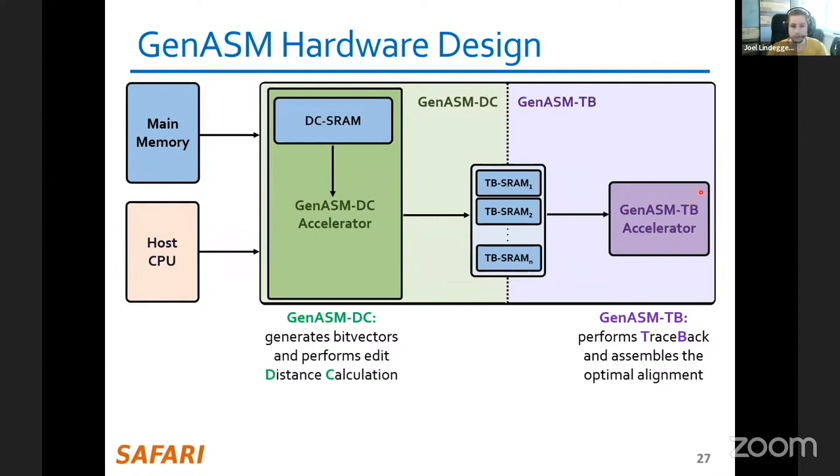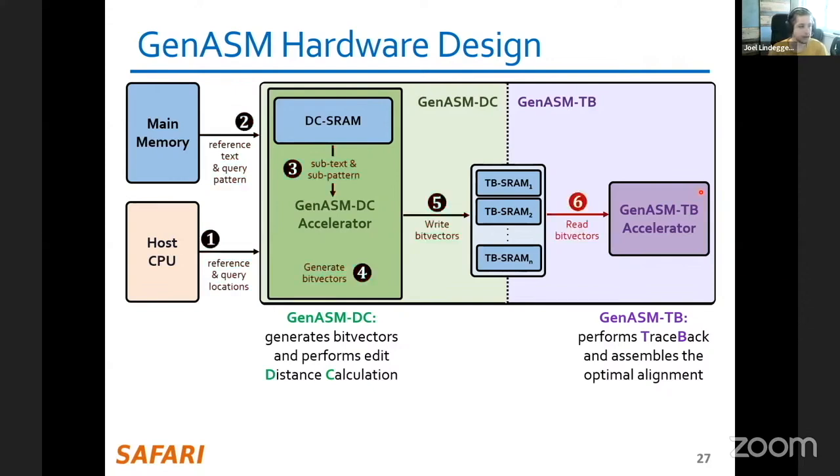the TB accelerator reads whatever it needs to do for achieving traceback. So I'll quickly animate through here, but as you can see, we start on the left essentially, and we give it query locations. We extract part of the reference and read strings from memory, send it to on-chip memory, do computation over there, write the table that we computed to more on-chip memory, read it again, do traceback, and we're done. So it's a nice flow diagram.